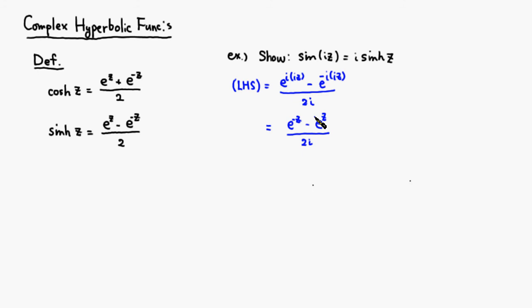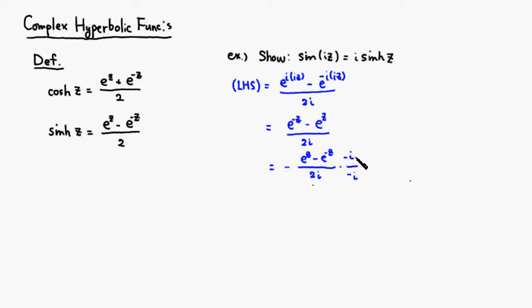Then first I want to have e to the z, so we have to pull out the negative sign. So you have a negative e to the z, and then positive e to the negative z, and you have a 2i. Then we have to write it in terms of hyperbolic sine, so we want to have 2 instead of 2i on the bottom. So I'm going to multiply top and bottom by negative i.